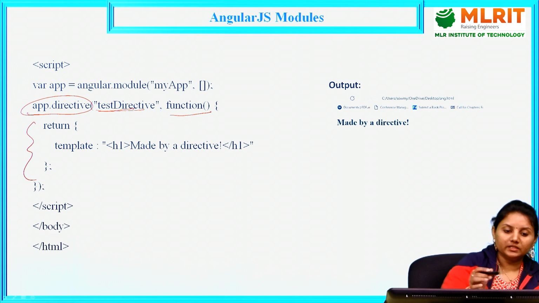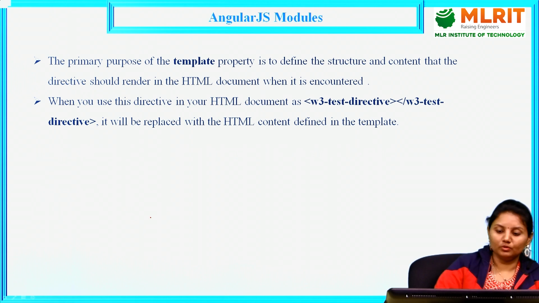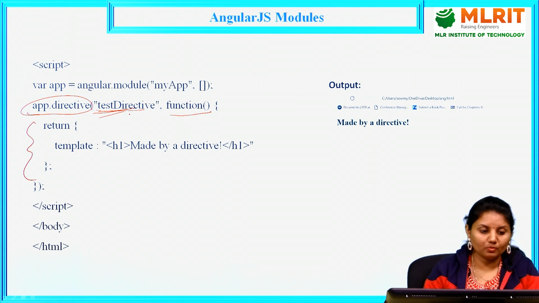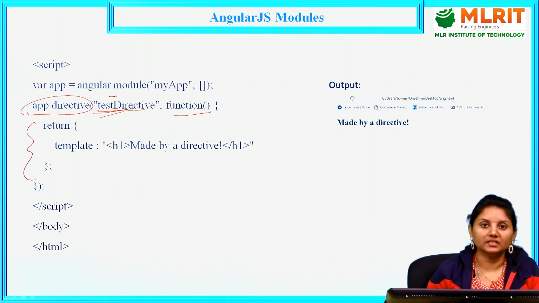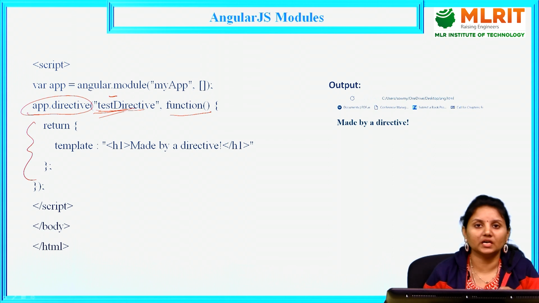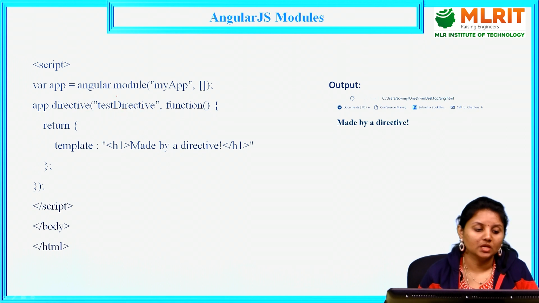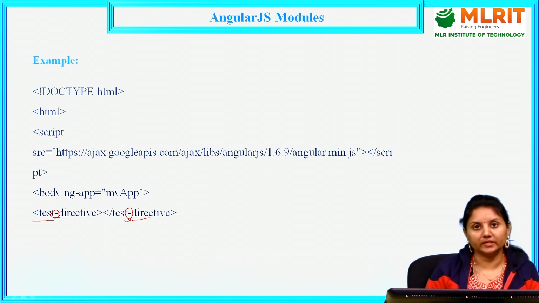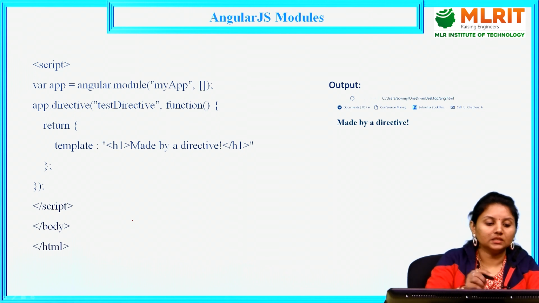So this test directive is going to take the name you give here, and you have to use it as the tag name. When you are writing the tag name, give a hyphen in between the words. When you have two or three words, just ensure that you use hyphens when you give the tag name. Here test directive is two words, so you just give a hyphen in between test and directive and make it a tag, and those tags will consider the template.